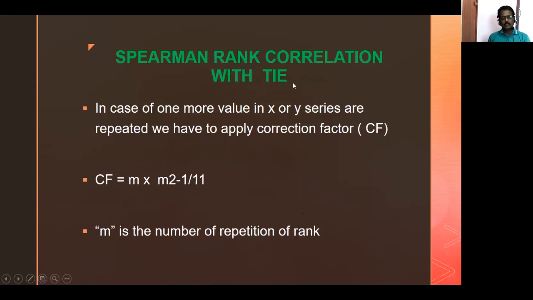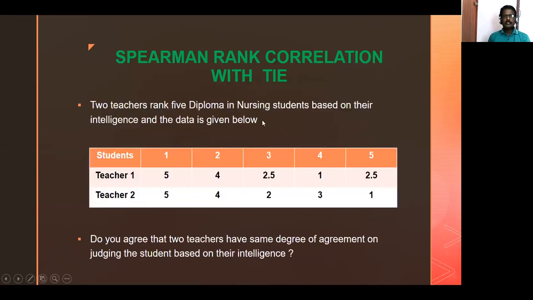That is, two students having the same ranks. In case one or more values in the X or Y series are repeated, we have to apply the correction factor, CF. That means CF equals the formula for correction factor, m into m square minus 1 by 12, where m is the number of repetitions of the rank. So this is the formula.